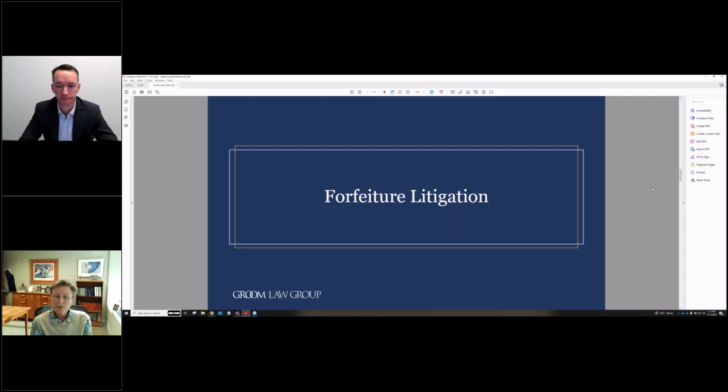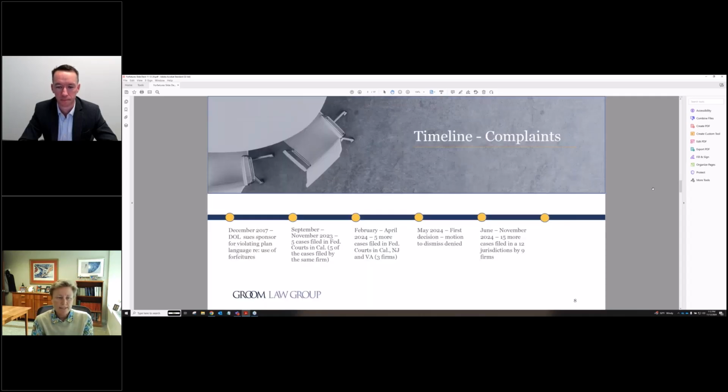Right. Okay, so the first thing I want to do is give a timeline. On the next slide, there's a timeline of what we've seen. So this 2017 case that I just talked about that really didn't end until 2022 is where the Labor Department brought suit against a sponsor for violating the terms of the plan. And then we really didn't see much until September, November 2023. There were a handful, about 5 cases, that were filed all in various federal courts in California.